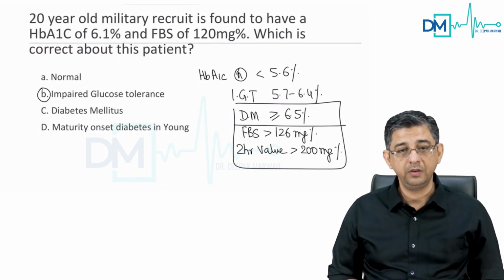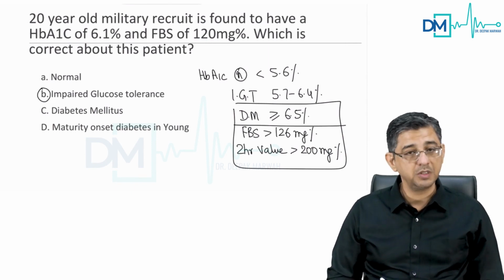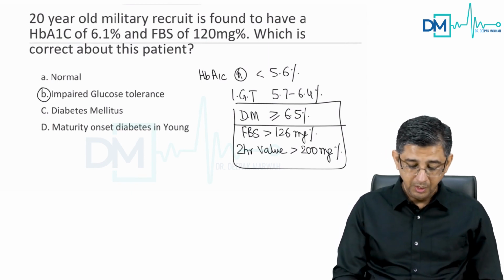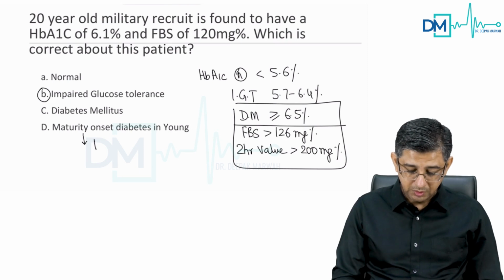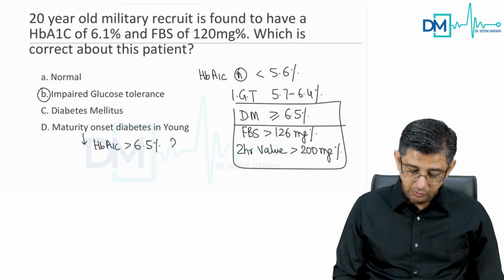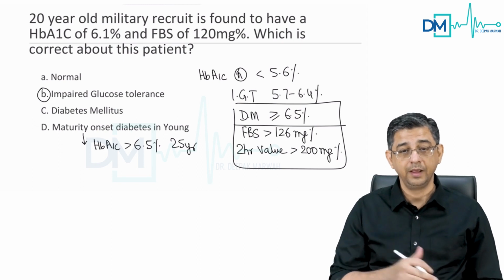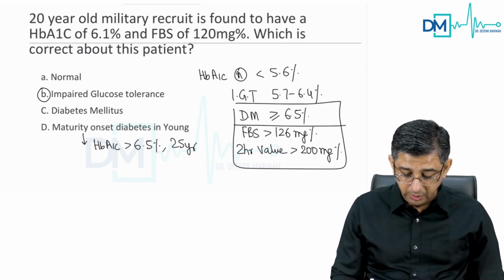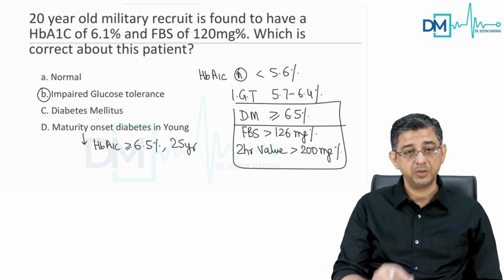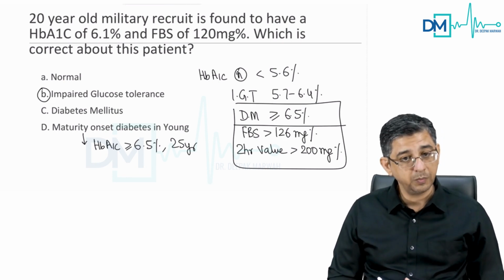Maturity onset diabetes in young is also after all a diabetes. For that diagnosis, again, HbA1c should be more than 6.5%. This disease is usually seen in people at the peak age of 25 years. The diagnosis, please be very clear, is not based on the age. What I am saying is that you need an HbA1c of more than 6.5% for diagnosis of MODY, which is one of the rarest types of diabetes.